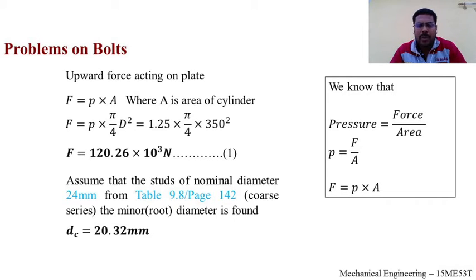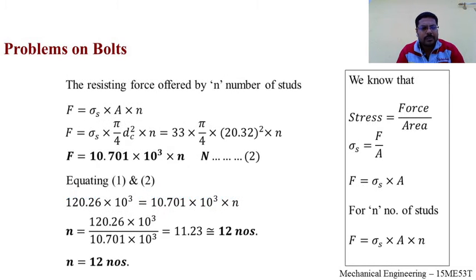This is equation number 1. Assume the studs have a nominal diameter of 24 mm, from table 9.8, page number 148 of the data handbook. For the coarse series, the minor root diameter is Dc equal to 20.32 mm. This can be taken directly from the data handbook, in table 9.8, where we can directly select the core diameter of the bolt. Now we can go on to find the number of studs.